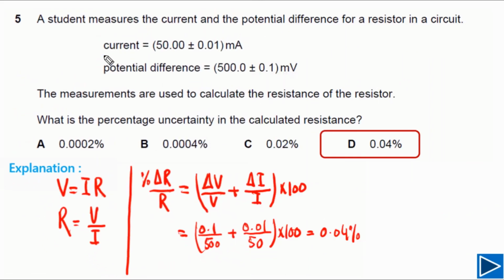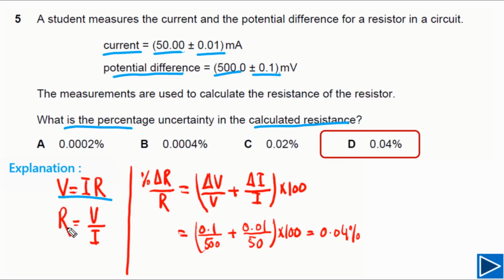For this question, current is given, the mean value of the current with absolute uncertainty is given. Potential difference, its mean value and absolute uncertainty is given. We need to calculate the percentage uncertainty in the calculated resistance. Now, first of all, we need to understand how potential difference, current and resistance are linked together. They are simply linked together by Ohm's law. This is very simple, Ohm's law.